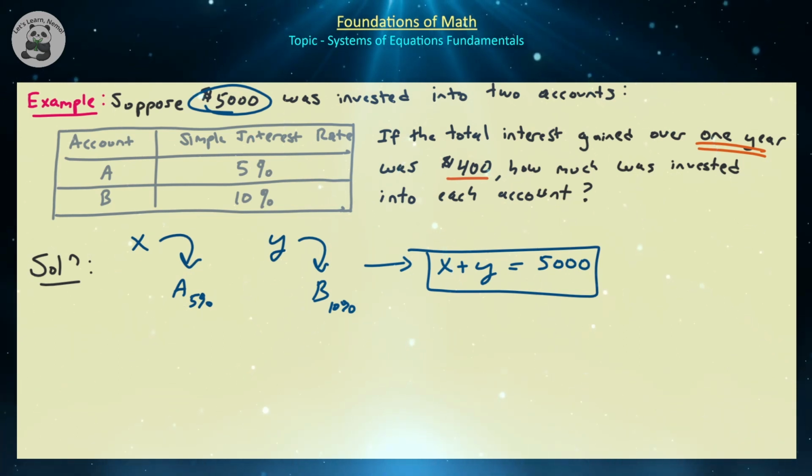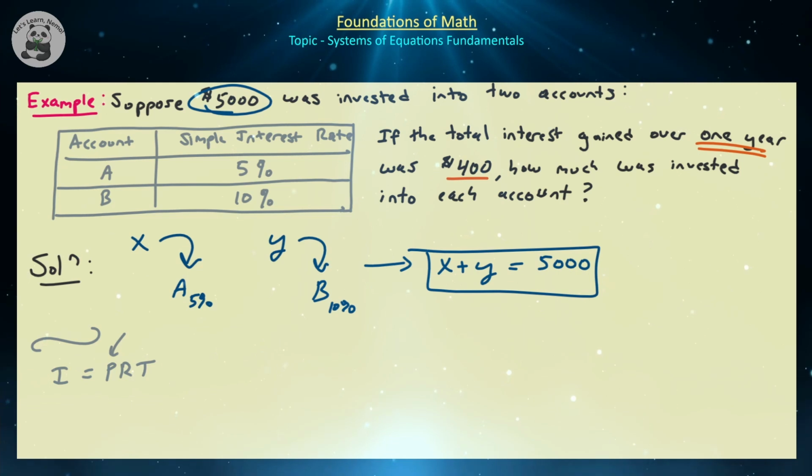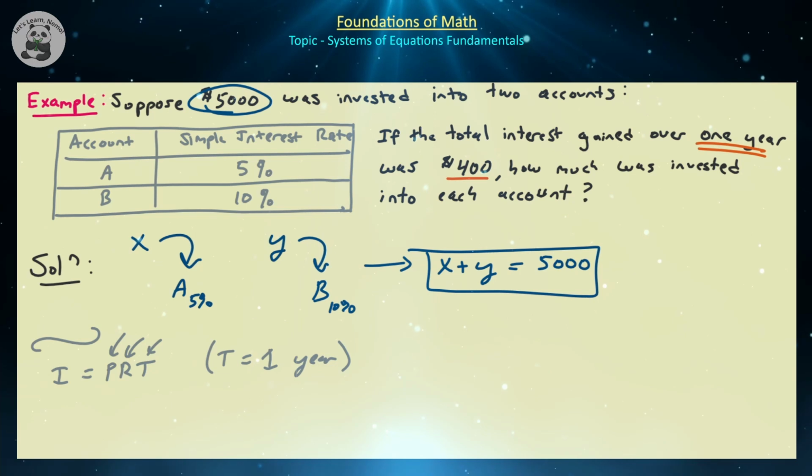Next is going to be associated to these interest rates. So the simple interest rate formula is going to be I is equal to PRT, where P stands for the principal amount that you invest, R is that simple interest rate, and T is the amount of time, and in our case, T is equal to 1 year, right? And keep in mind, if you're changing units like monthly or daily interest rates, make sure that T and R are in the same unit, right?